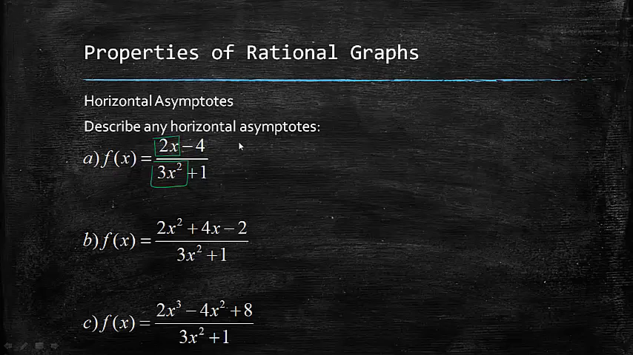if n is the degree in the numerator and d is the degree in the denominator, and this is the rule, if n is less than d, that means if the degree in the numerator is less than the degree in the denominator, then the horizontal asymptote occurs at y equals 0, which is equivalent to saying it occurs at the x-axis. That's where my horizontal asymptote is.